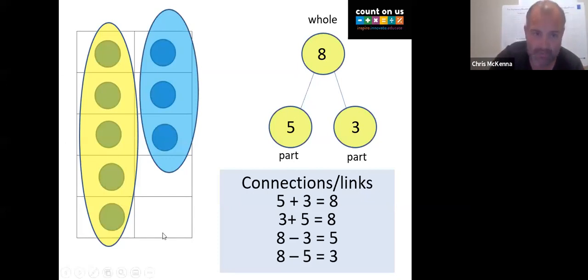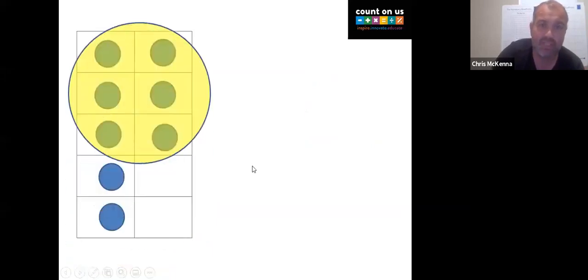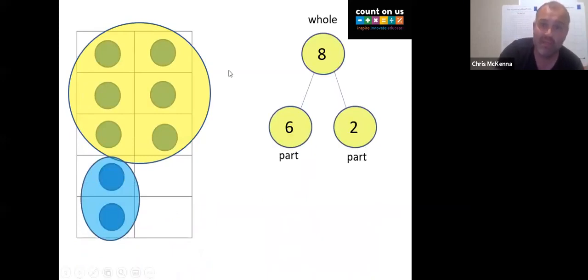Next one, you might choose to actually look at the number 8. Well, actually, I didn't see it as 5 and 3. I saw 6 dots at the top and 2 at the bottom. So therefore, another way to make the number 8 is 2 parts, or component parts, 6 and 2.